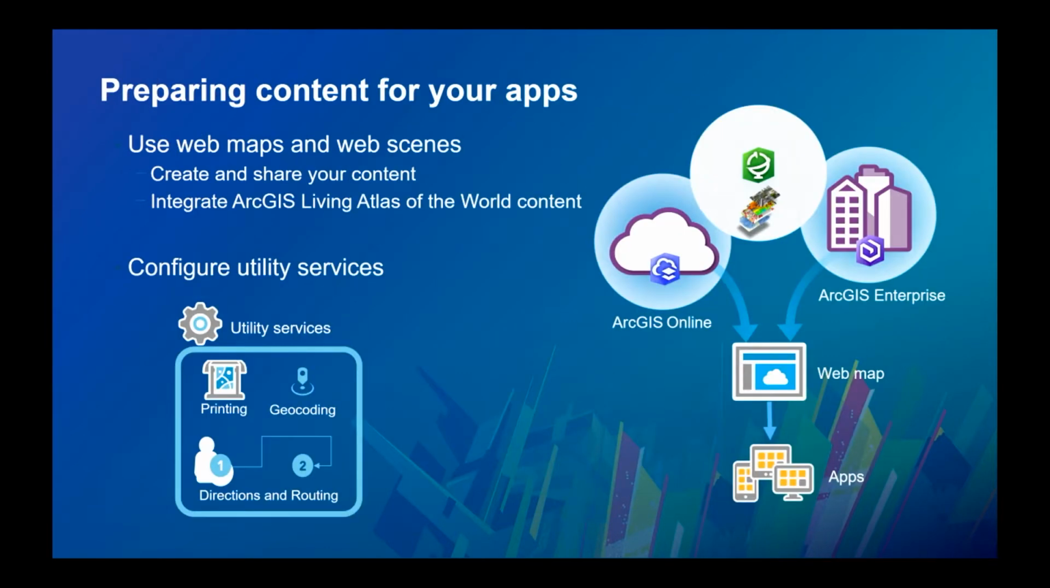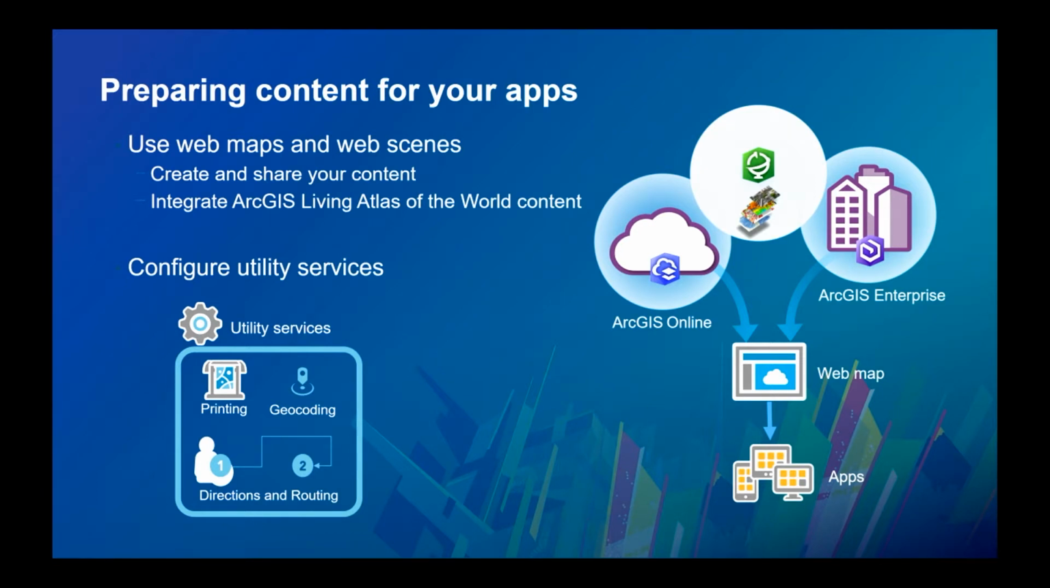So how do we prepare our content within the apps? Well, it's pretty simple. You got a web map. Everyone's familiar with the web map, I'm assuming. Okay, and then we got scenes. So web scenes are the 3D control of that. So you create and you share that content, right? You can integrate ArcGIS living content, lots of rich information from there. You also have the ability to configure utility services.